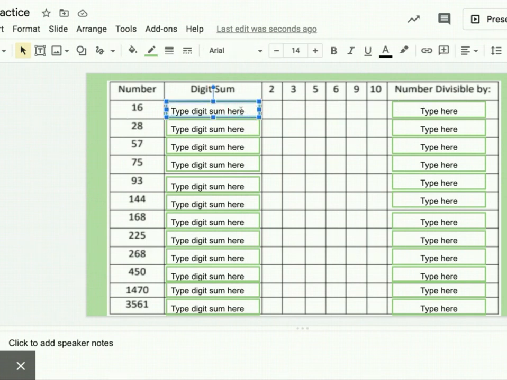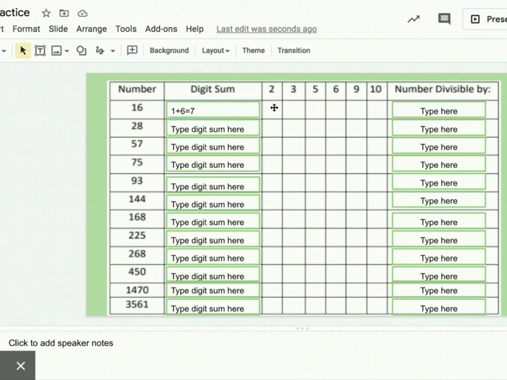So let's type our digit sum here. Our digit sum is going to be the sum of our digits, right? So I'm going to do 1 plus 6. Well, 1 plus 6 is equal to 7. So let's see if that helps us later. All right, for our number to be divisible by 2, it needs to be an even number. So it needs to end in 2, 4, 6, 8, or 0. Well, 16 ends in 6, so it would be even. So it is going to be divisible by 2.